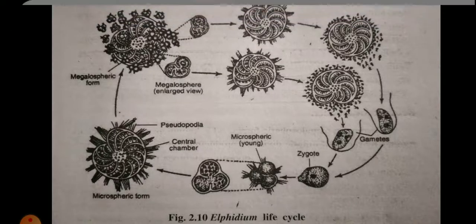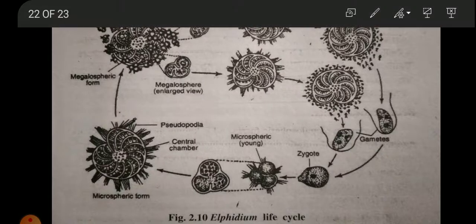Okay, here you can see the flow chart. Let's start with any form. Let's start with the microsporic form. The microsporic form undergoes asexual reproduction to give the megalosporic form, and the megalosporic form forms the gametes. These are isogametes, right? So the isogametes fuse together to form the zygote. Then this zygote secretes a shell, and after that we will see the microsporic form. Then again the microsporic form will give rise to the megalosporic form. Okay, I hope you understand this.